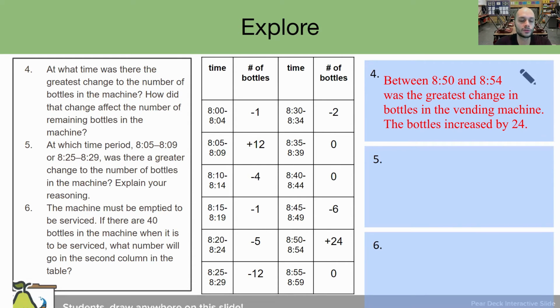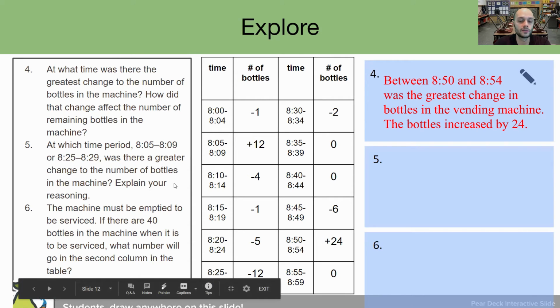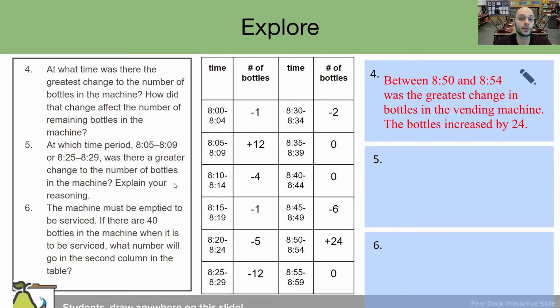Now, what I want you to do is take a minute, pause the video, read number 5 to yourself. Again, see if you can find the key information that's important here, and go ahead and answer the question yourself. All right, welcome back. Now that you've had a chance to read the question on your own, let's read it together and proceed to answer it. Number 5, at which time period, 805 to 809, or was it between 825 or 829, was there a greater change to the number of bottles in the machine?